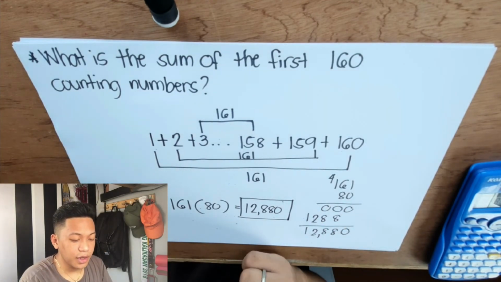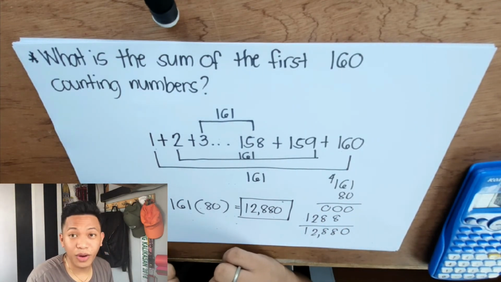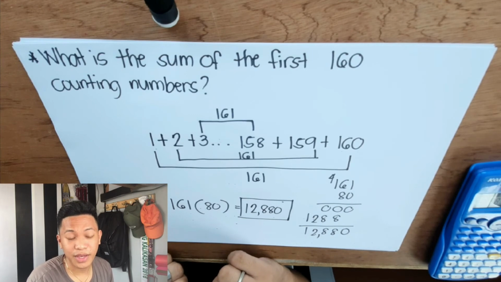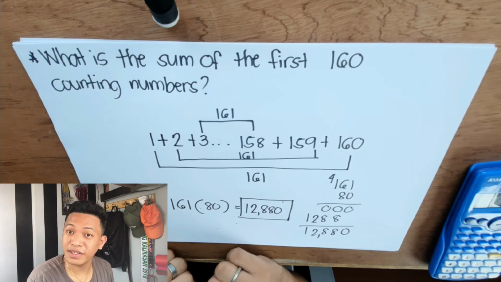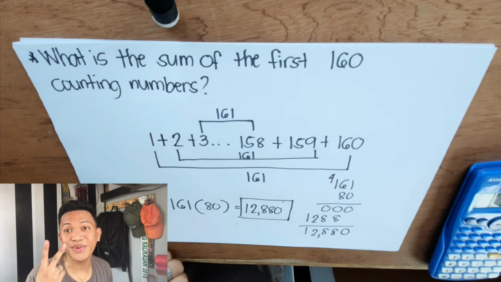Yan. If you are going to add it one by one, you will get the same answer. So, tinuro ko lang sa inyo yung mas madaling way. So, ngayon, alam nyo na yung first way ng pagkuha ng sum of the first 160 counting numbers. So, let's move on to the second way.